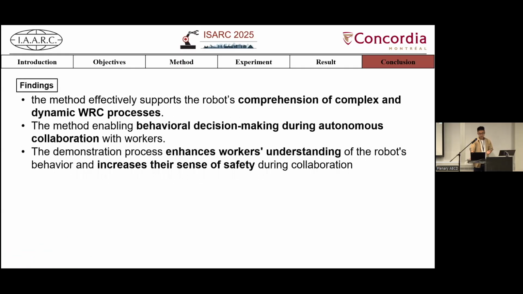And these are our findings. First, the robot comprehends the complex, dynamic worker and robot process, so that allows the robot to adapt to dynamic environments. Second, this method enables behavioral decision making during autonomous collaboration with workers, so this enables smoother and more effective collaboration. And at last, this enhances the workers' understanding of the robots' behavior. That means it can make workers feel safer and more confident when collaborating with robots.